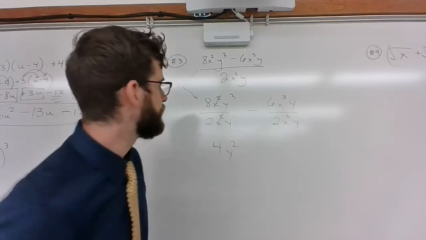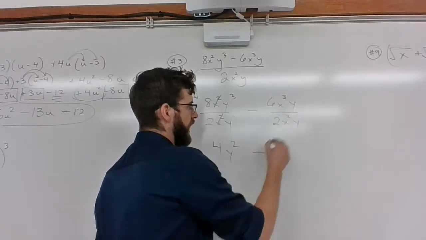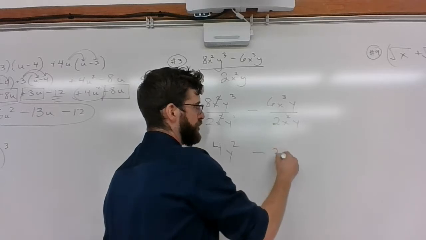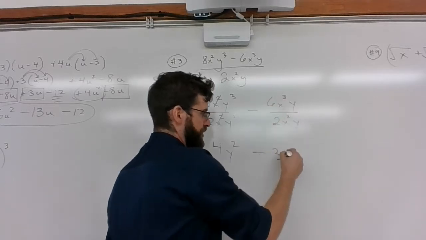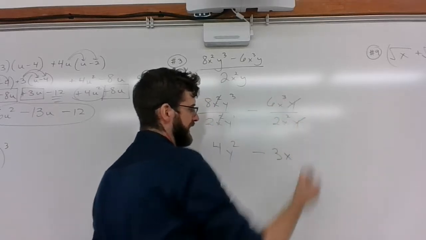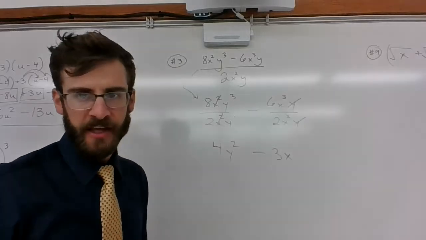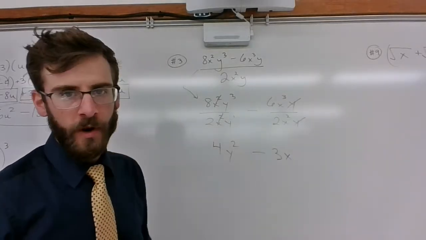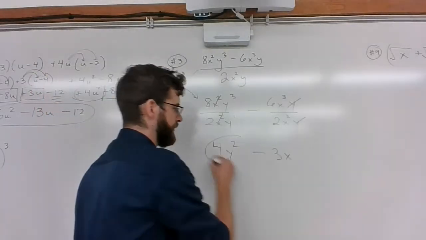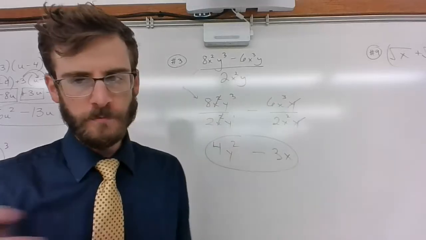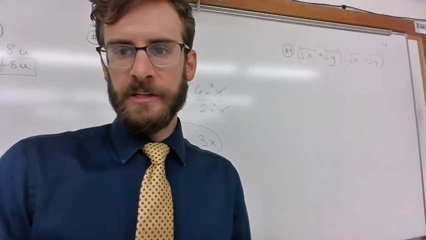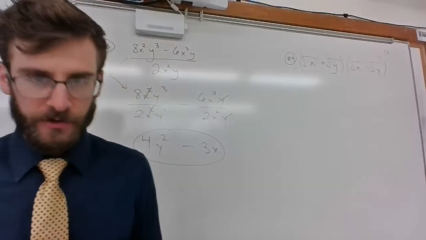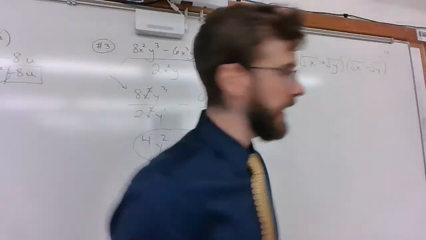Completely unnecessary. Here you've got 3 for 6 divided by 2. X cubed over x squared is just x, and those y's completely cancel out. You can't simplify that any further, so 4y squared minus 3x is your final answer. Number 9 looks a little bit different. There's some roots in there, no numbers at all. So let's check it out.